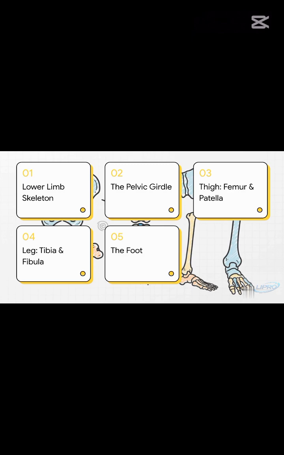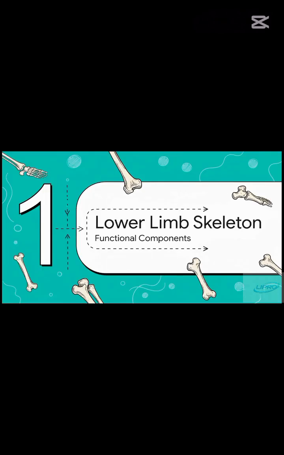Okay, so here's our roadmap for this session. We'll kick things off with a general overview. Then we'll get into the pelvic girdle, move down to the thigh with the femur and patella, then the leg with the tibia and fibula, and we'll finish up with all the intricate bones of the foot. All right, let's get started.